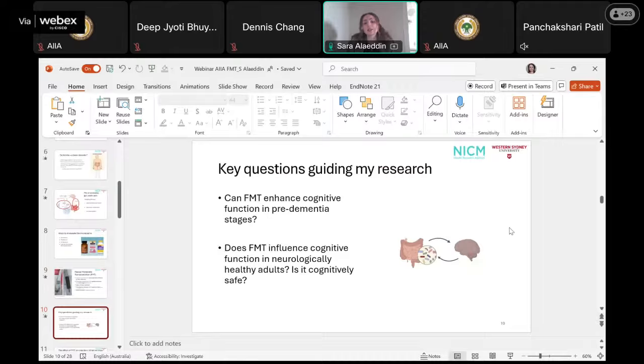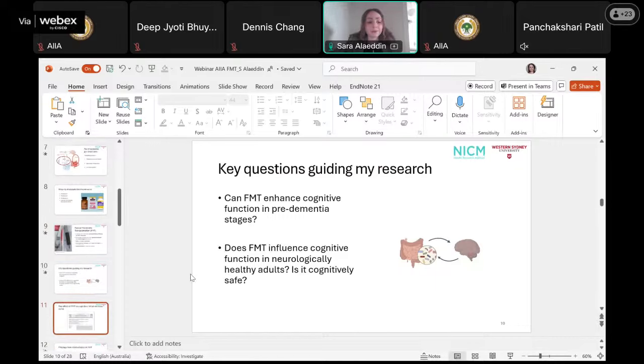So the key questions guiding my research were, can FMT enhance cognitive function in pre-dementia stages, such as MCI? And does FMT influence cognitive function in neurologically healthy adults if they are treated with FMT for another condition, such as Crohn's, for example? So is it cognitively safe?